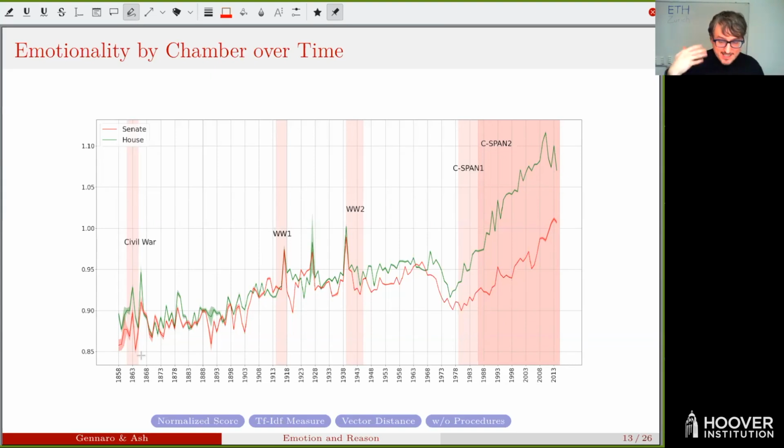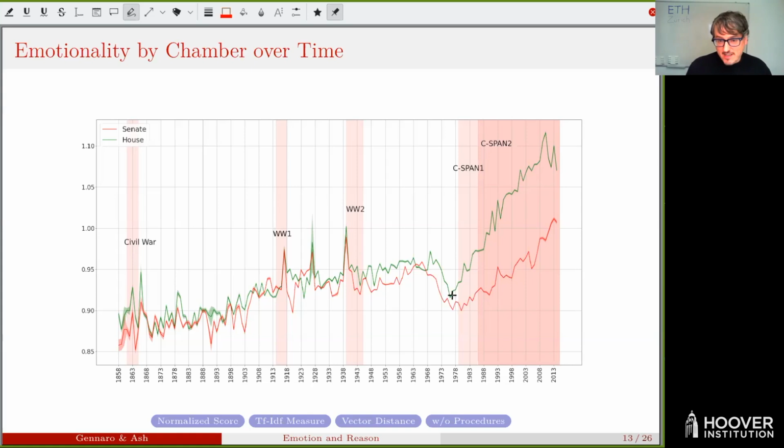Some other validation we have is that this emotionality measure spikes in times of war. During the Civil War, World War I, and World War II, we see spikes. One reason this is intuitive is that we also ran a topic model on the corpus, and when they're talking about the military and veterans, the American dream, the national narrative, and patriotism, those are very emotive topics. So when they're talking more about war and veterans, you see more emotionality.